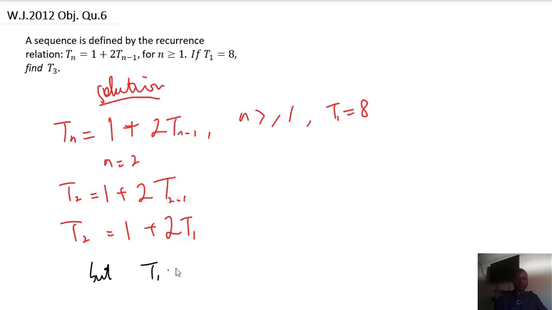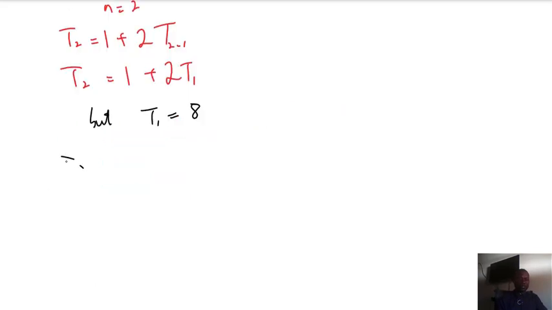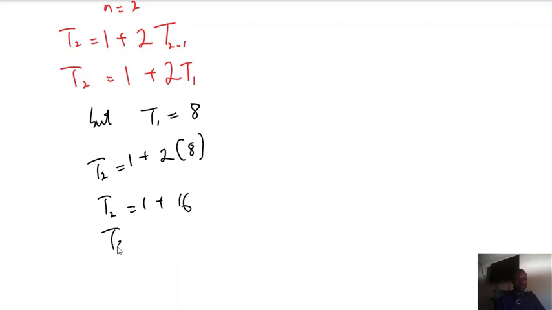But we have t1 to be equal to 8. So t2 will be equal to 1 plus 2 times 8. Then we got t2 to be equal to 1 plus 16. Then we got t2 to be equal to 17. So now we have t2.